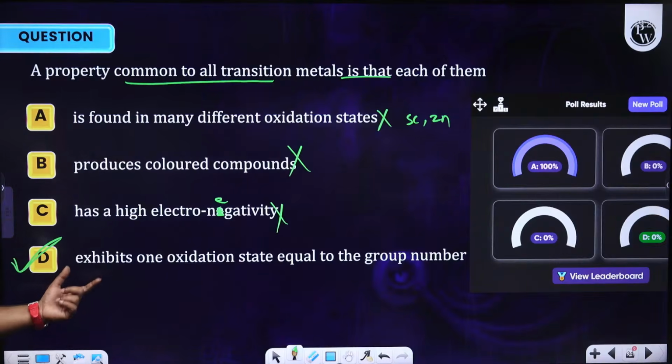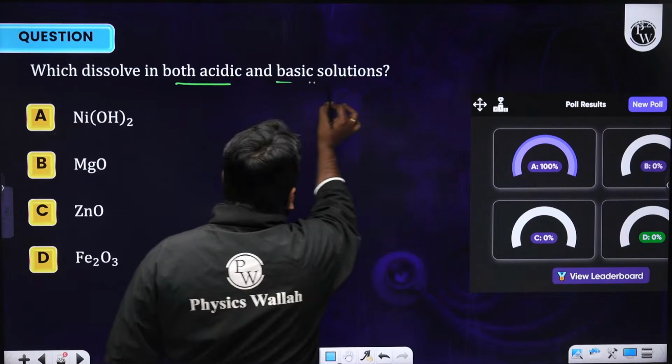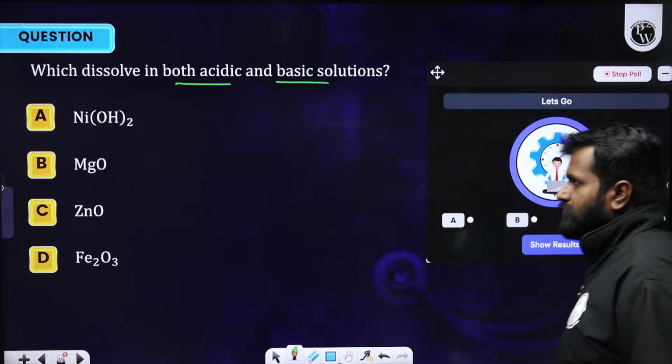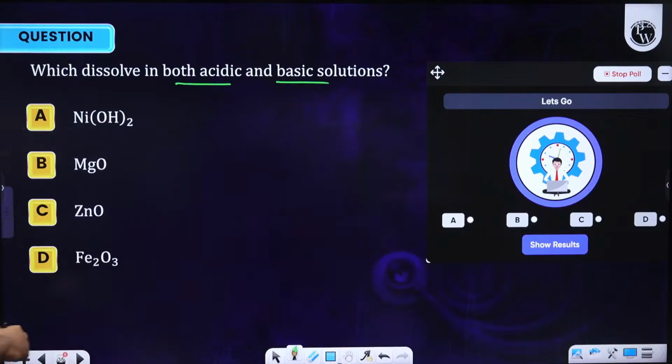So option D is the correct answer. Next. Which dissolves in both acidic and basic solution? Different model question, my dear students.